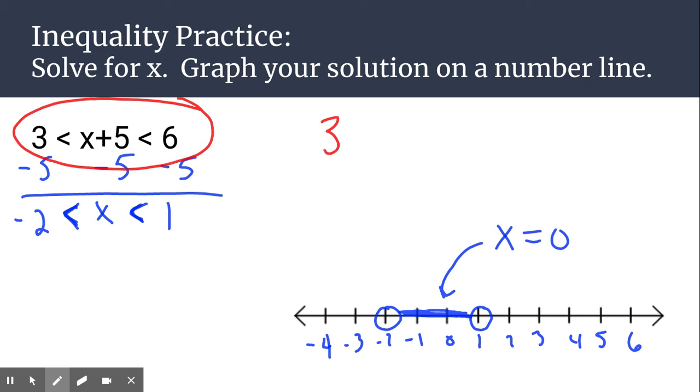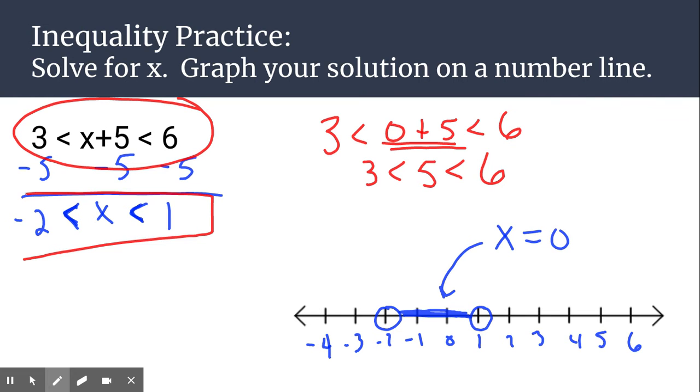Let's test it. 3 is less than 0 plus 5 is less than 6. Well, 3 is less than, if I simplify the middle, 5 is less than 6. And that works out perfectly. So there's my solution. My solution are the x's that are bigger than -2 but smaller than 1. And on the number line, it looks like I've drawn here.